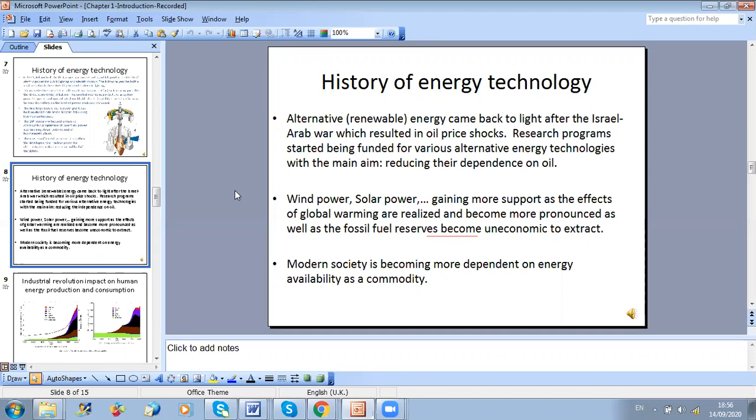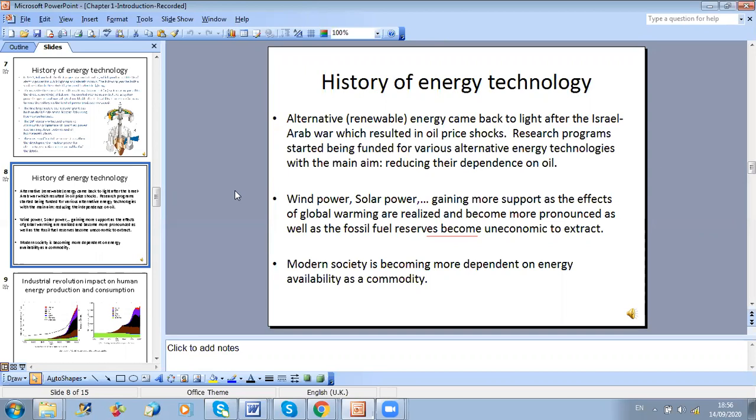So if we continue like this, we will not have any more reserves and we cannot produce energy. So we should develop other tracks in energy. From here, we begin to do research in wind power, solar power, which were gaining a lot of support as the effects of global warming were reduced. And we will see in detail what global warming is.